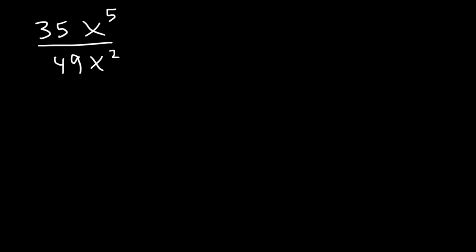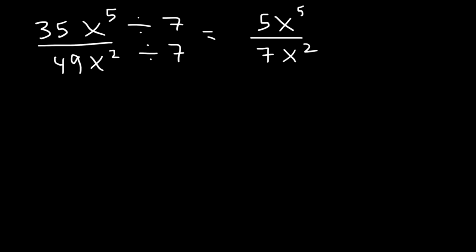We can reduce 35 and 49 by 7. 35 divided by 7 is 5. 49 divided by 7 is 7. Now, whenever you're dividing by a common base, you're allowed to subtract the exponents. 5 minus 2 is 3. So the final answer for this problem is 5x cubed divided by 7.